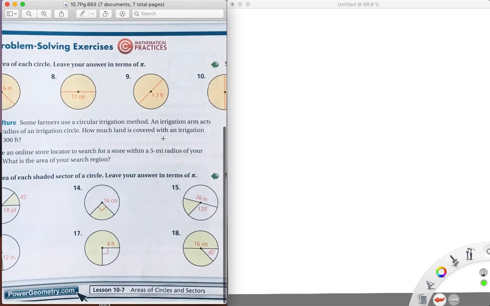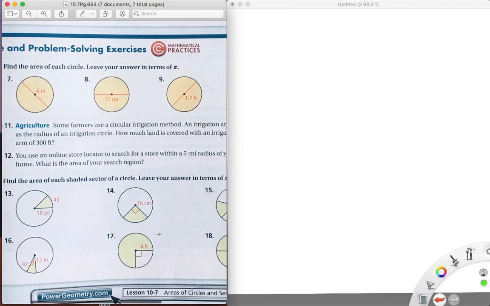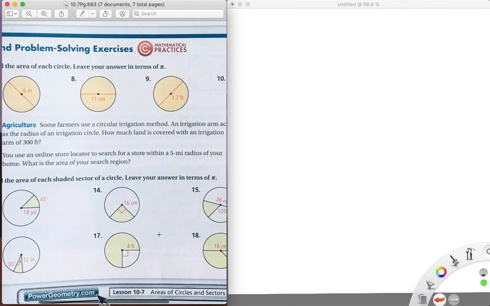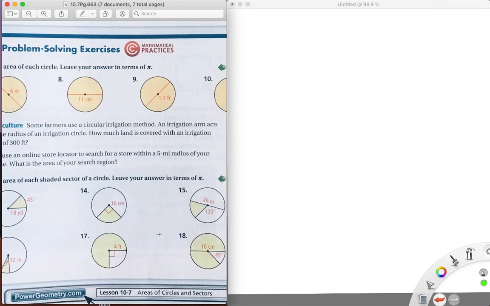I think I want to do one more of the sector one. So let's look at number 17. They want the area of the shaded region. So notice that we have this huge sector region here, and we have this small region here.